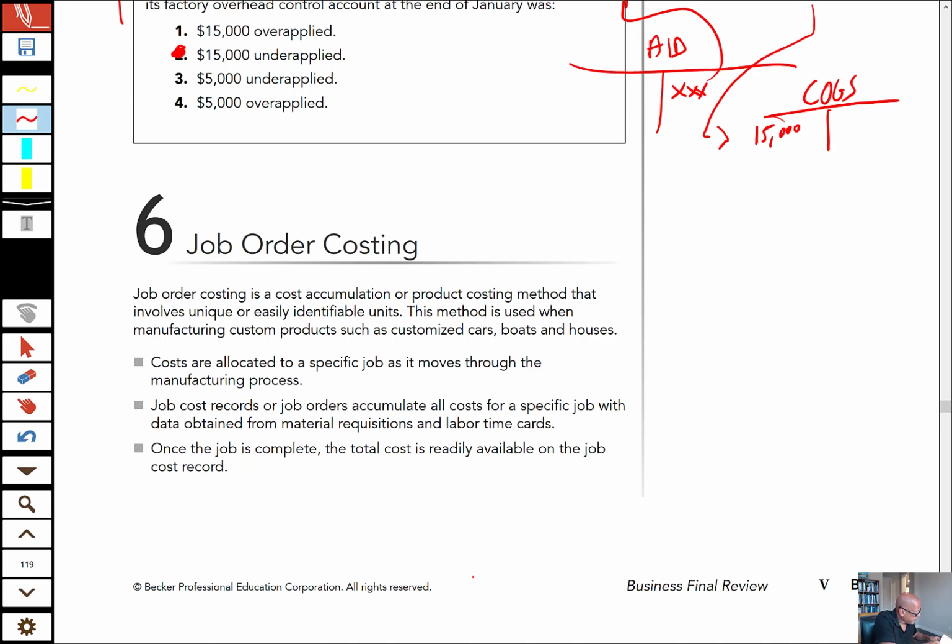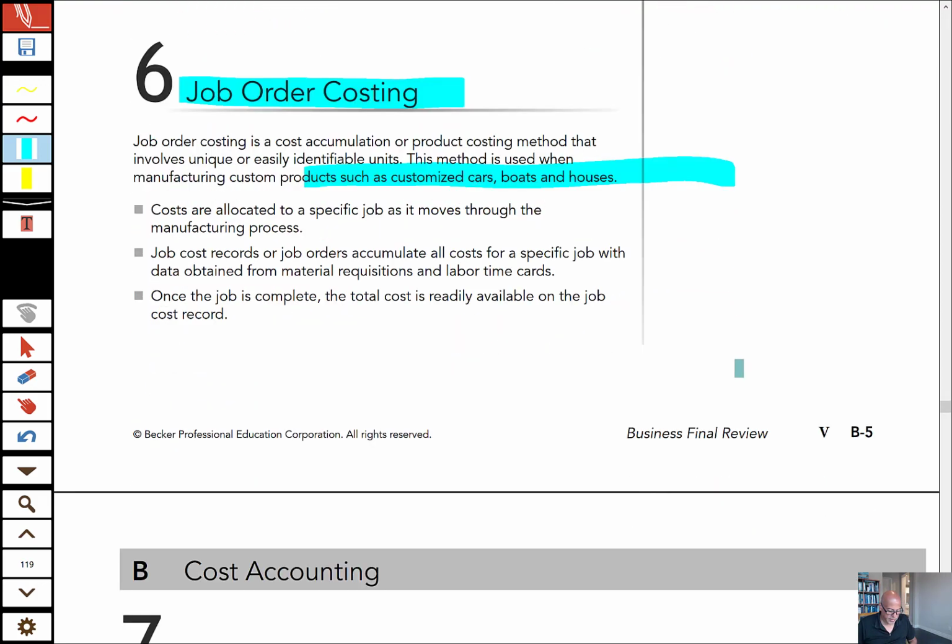Let's look at what we've really been talking about, whether we called it that or not, to a large extent, which is job order costing. As we keep track of cost by job, customized cars, boats, houses, those sorts of things that are made to order are probably going to use a job order costing system.